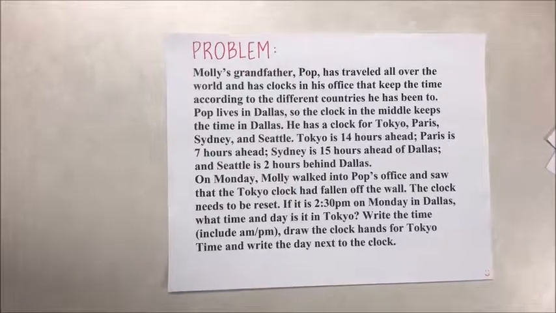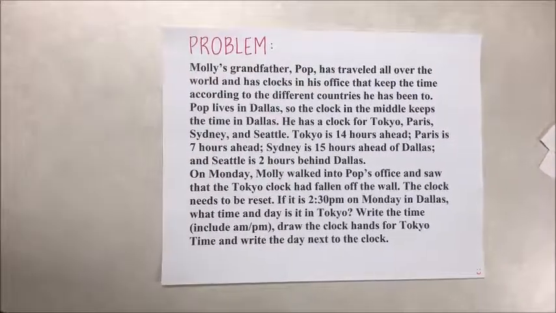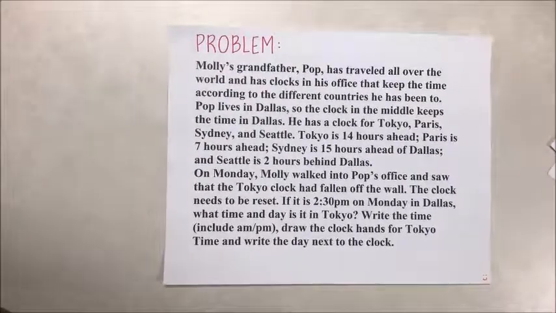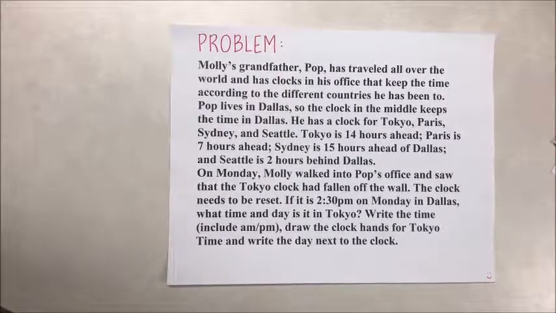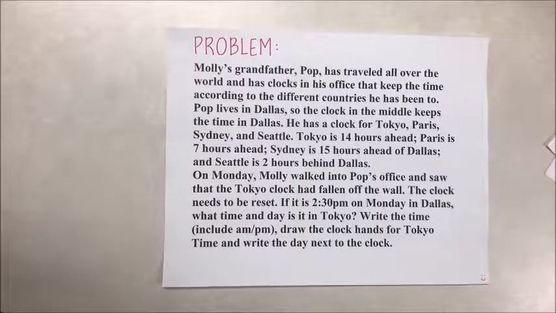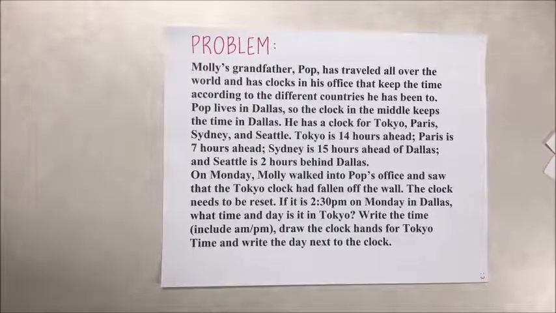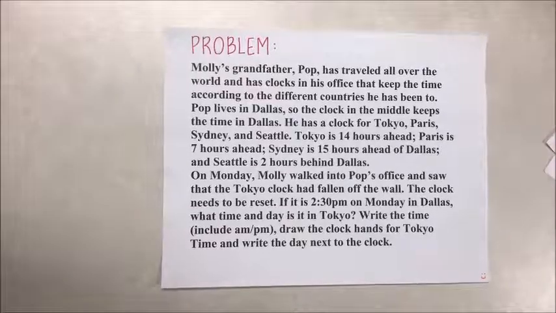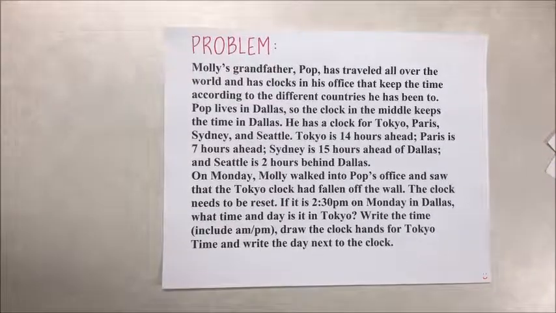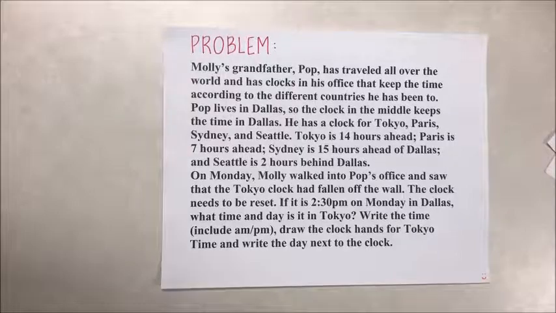Class, we're going to be doing some problems about time today. Today our problem says, Molly's grandfather, Pop, has traveled all over the world and has clocks in his office that keep the time according to the different countries that he has been to. Pop lives in Dallas, so the clock in the middle keeps the time in Dallas. He has a clock for Tokyo, Paris, Sydney, and Seattle.